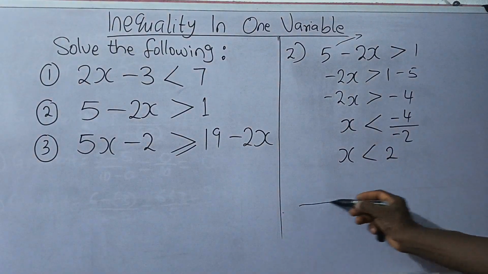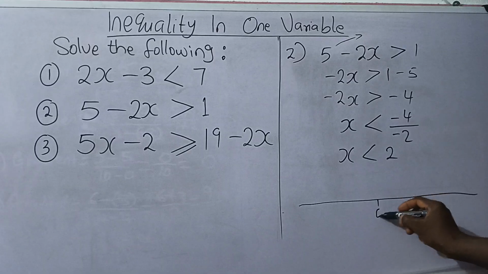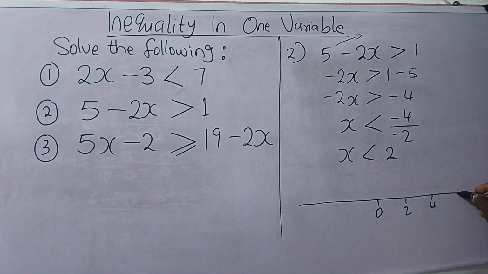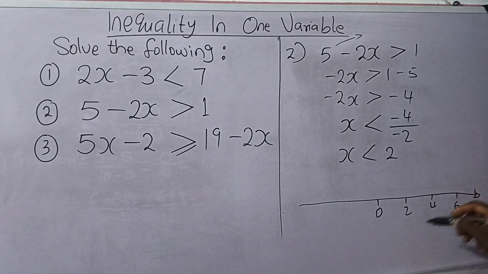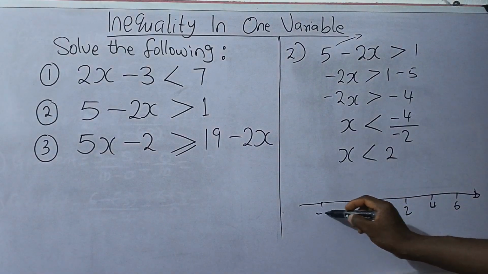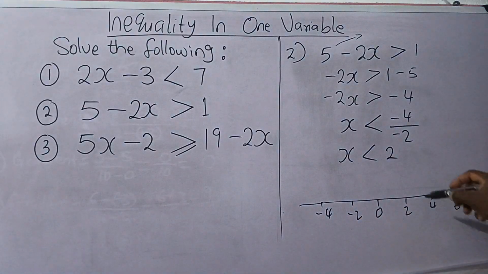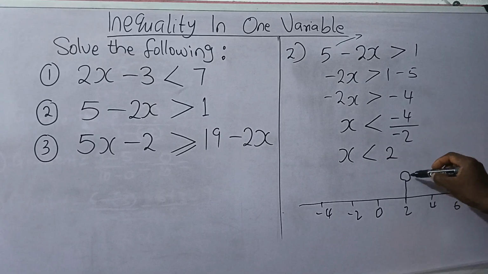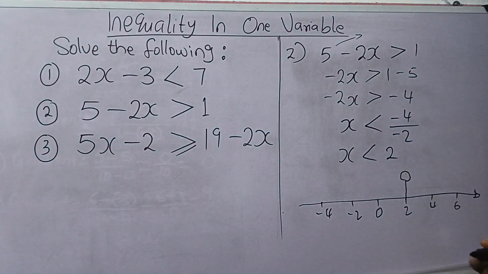Drawing the number line of the solution. Origin 0, this is 2, this is 4, this is 6. All right, so here we have negative 2, negative 4. So our solution aligns here. So we open a circle. It's going to remain as an open circle.